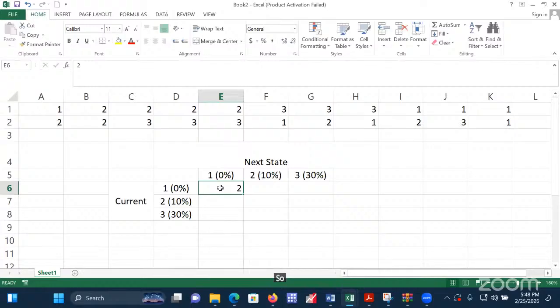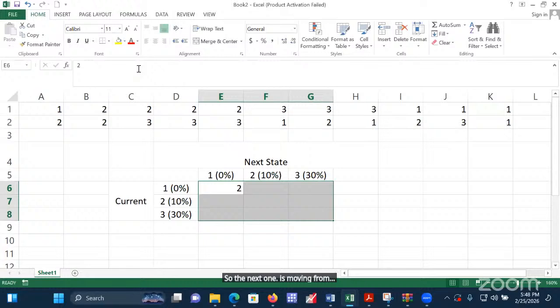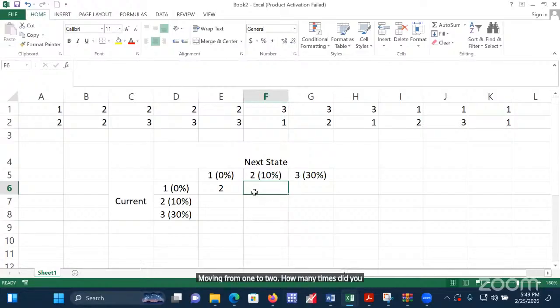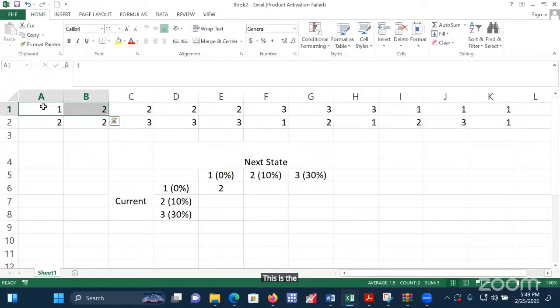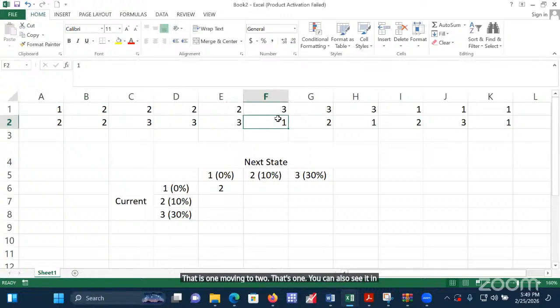So the next one is moving from 0% to 10%, moving from 1 to 2. How many times did you see 1 and 2 together in pairs? Because 1 and 2 simply means you are currently in 1, and the next period you will be in 2. This is the first scenario. You can see it because at time A, it was in 1, and at time B, it ended up in 2. That is 1 moving to 2. That's 1. You can also see it in F to G. It was in state 1 at time F, and then at time G, it was in state 2. That's also another one. That makes it 2. Then you also see it H to I, moving from 1 to 2. That means there are 3 of them, 3 different times that you have observed it.